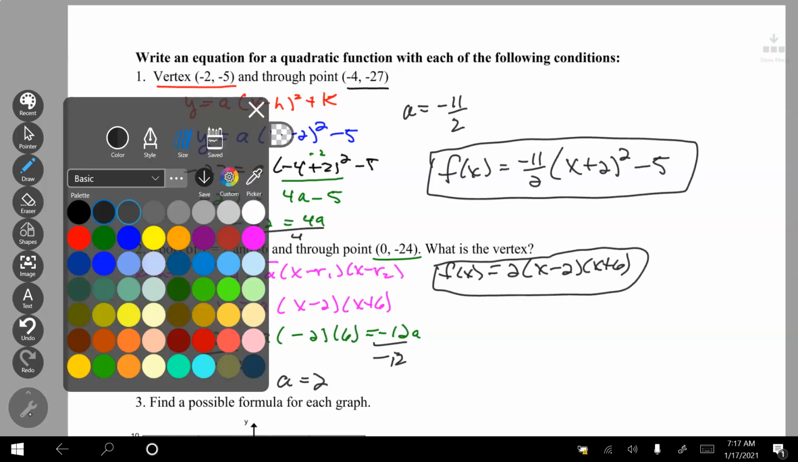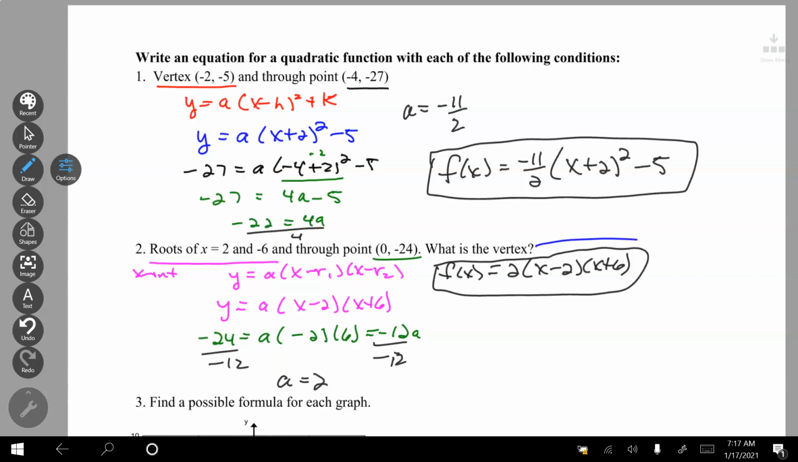And the second part of the question asks, what is the vertex? Well, the vertex is in the middle of the two roots. So I have x equals (2 plus negative 6) over 2. So I get x equals negative 2. So this is the x value part of the vertex. I plug negative 2 in here.